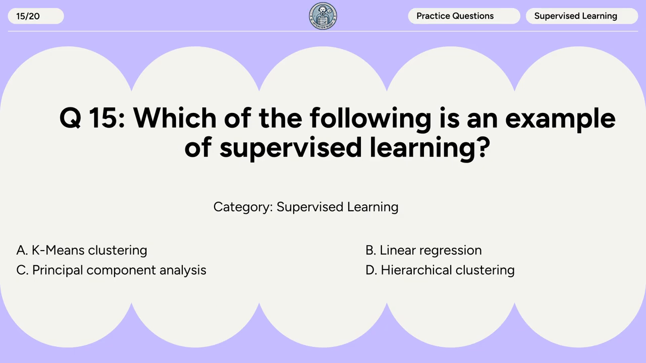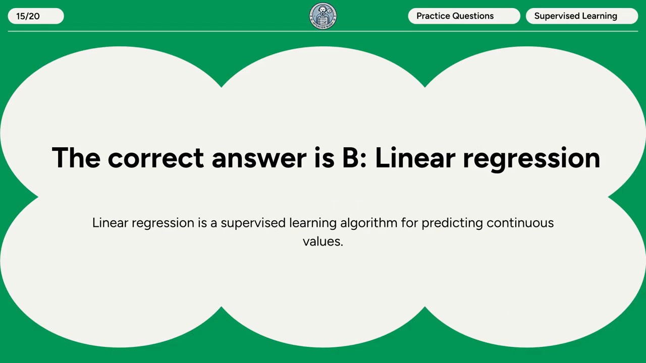Question 15. Which of the following is an example of supervised learning? A. K-means clustering. B. Linear regression. C. Principal component analysis. D. Hierarchical clustering. The correct answer is B. Linear regression. Linear regression is a supervised learning algorithm for predicting continuous values.